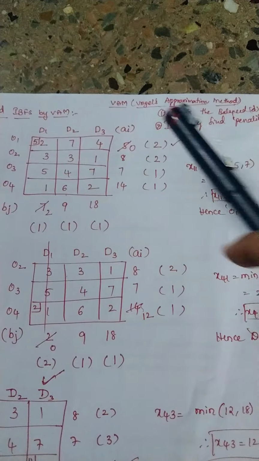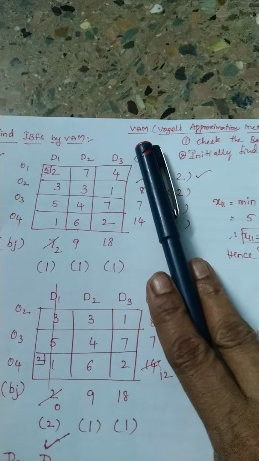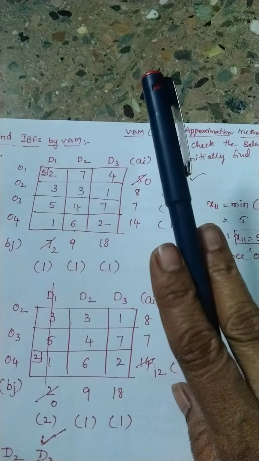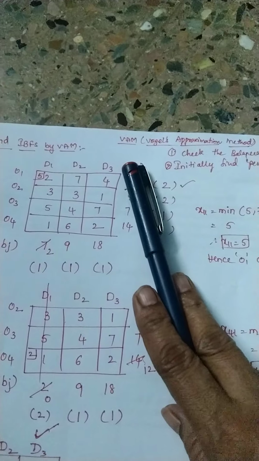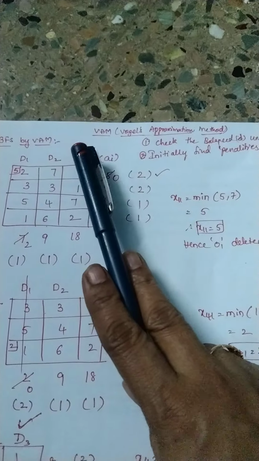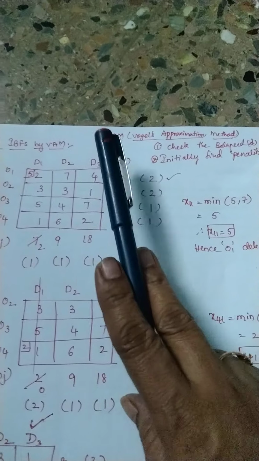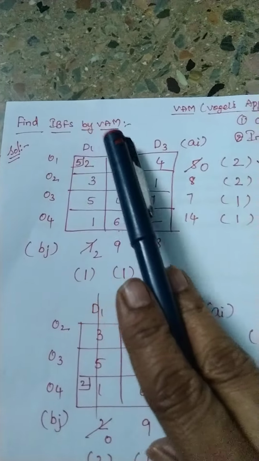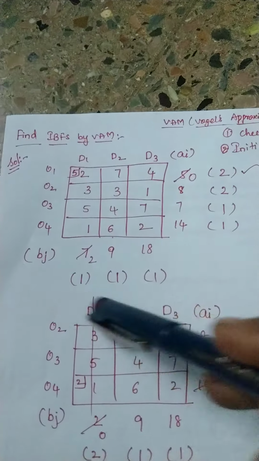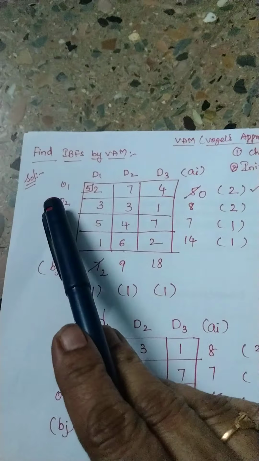Now I am explaining to you about the Vogel's approximation method, that is VAM. In the previous video we discussed the least cost entry method, that is LCM. This is the VAM, that is nothing but Vogel's approximation method. Find IBFS by VAM. They gave this question, and in the solution I have written that question again.